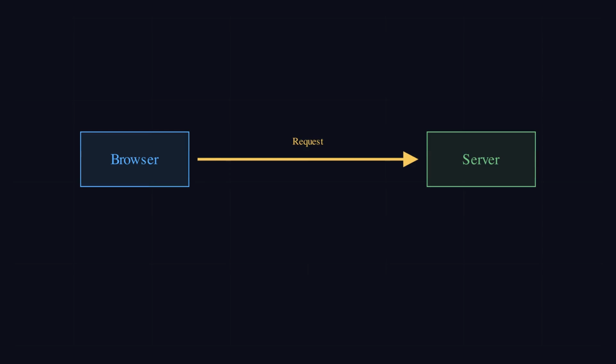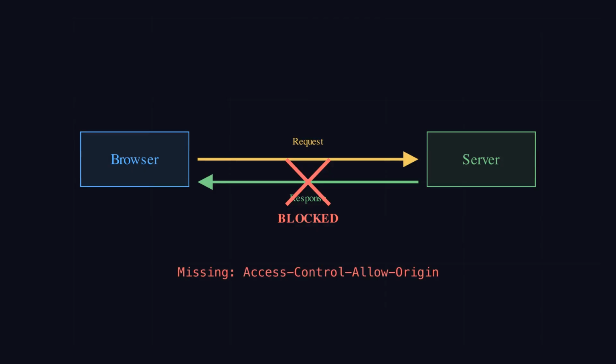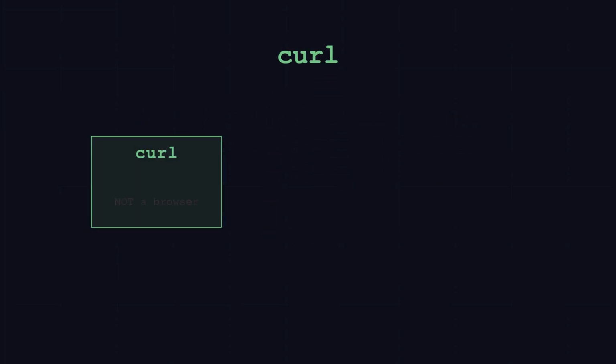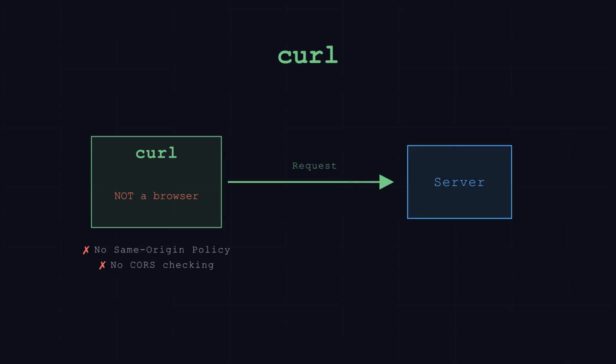Your server was always getting the requests. It was always sending responses. The browser was just throwing them away because these headers were missing. The middleware stamps every response with the permission slip. And now the final puzzle piece. Why does curl work? Because curl is not a browser. It doesn't implement the same origin policy. It doesn't check for CORS headers. It just sends the request and gives you the response.